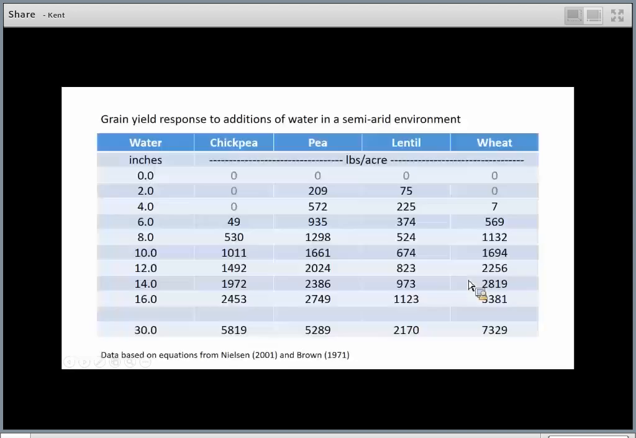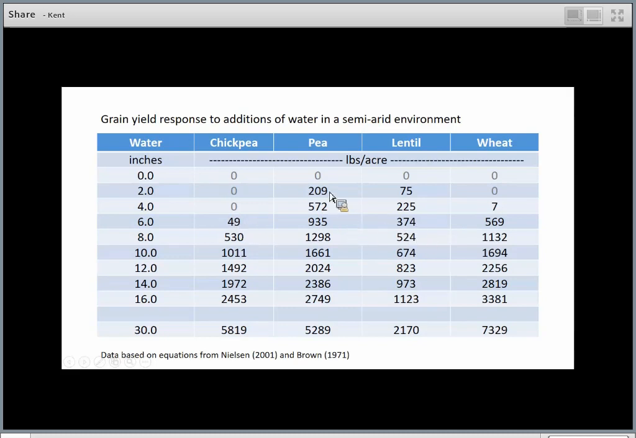yield of chickpea. If you take those equations and you put them into a spreadsheet and you calculate as you add water, so this is just hypothetical water from 0 to actually 30 inches of water, and I've changed them from kilograms to pounds, so it's pounds per acre per inch of water. For chickpeas, you have to get 6 inches of water before you get your first increment of yield. It's 49 pounds of chickpeas.